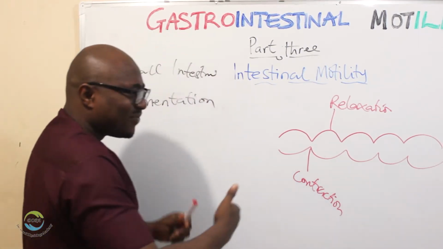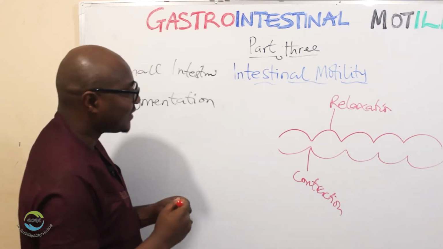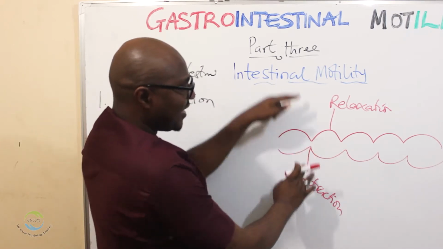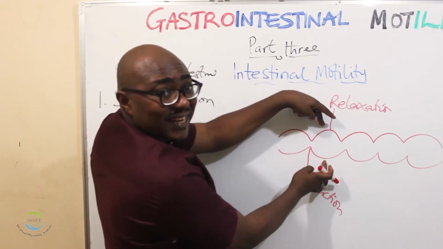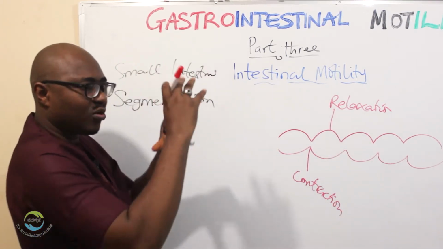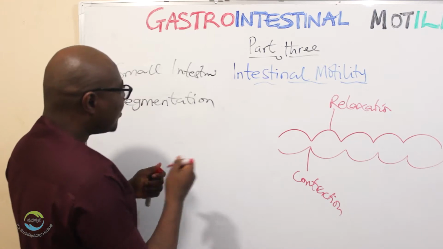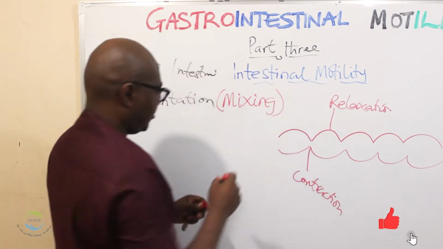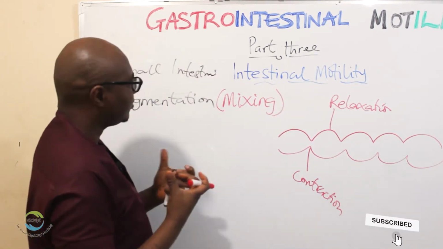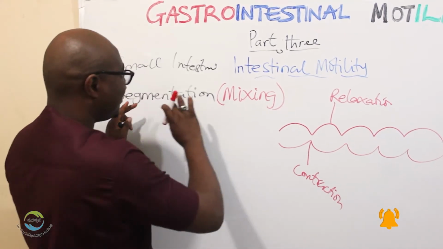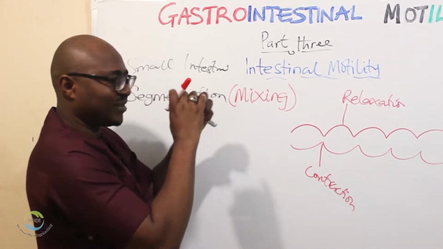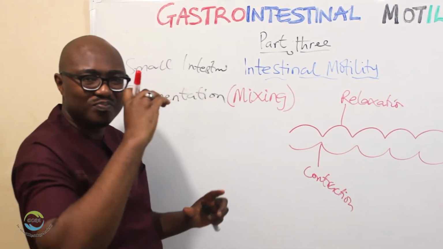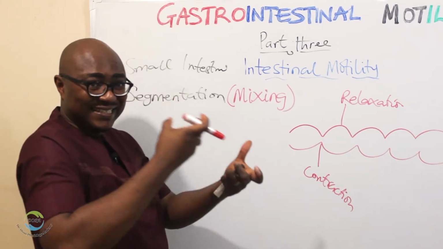So there are intervals of contraction. It is not static. This part that is contracted later relaxes, and this part that is relaxed later contracts, and it continues like that. And it leads to a lot of mixing. So it's a mixing contraction and movement, this segmentation. It chops the food into small pieces, different segments like that. And the purpose is to mix the digestive enzymes.